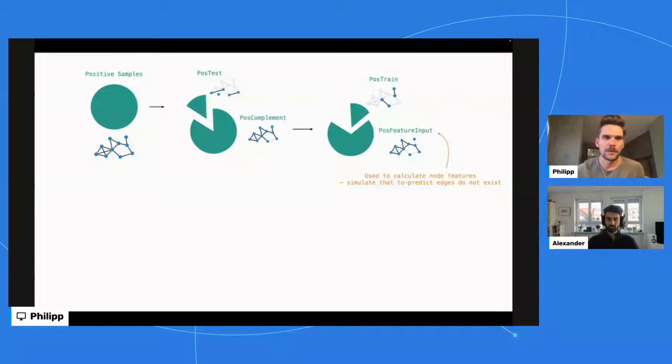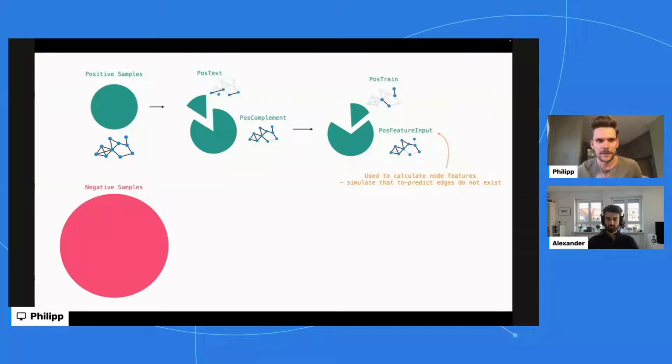Okay, now we've split our positive samples into 3 sets, and now we also need to sample negative samples for each of them. This circle depicts all the negative samples we could potentially have in our graph, so all the non-existing edges. And we sample them to the same size. It's also configurable how large the negative test set should be compared to the positive set.